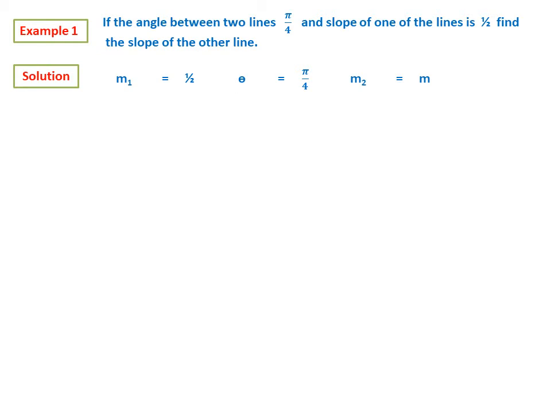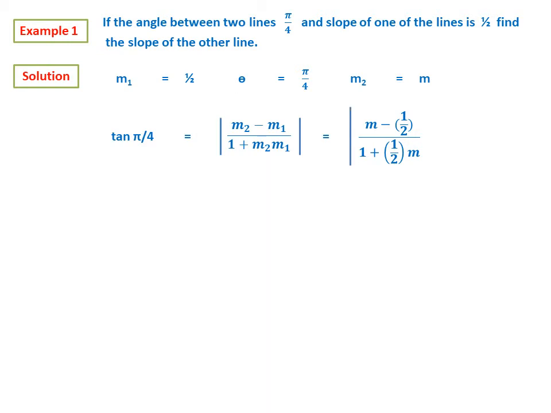Therefore now, tan pi by 4 equals mod of m2 minus m1 by 1 plus m1 m2. Of course you have to take mod. So now substitute. This will be equal to m minus 1 by 2 divided by 1 plus 1 by 2 into m, because m1 is 1 by 2. Therefore we substitute m1, and m2 we have taken as m. This you have to simplify. Tan pi by 4 is 1, we know, so the left hand side becomes 1. That is equal to, simplifying by taking LCM, 2m minus 1 by 2 plus m.